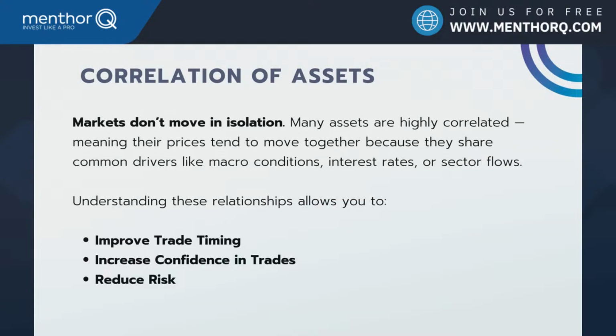So going back to obviously the concept of asset correlation, again, very important to stress it. Markets do not move in isolation, and many assets are highly correlated with each other, meaning that their prices tend to move together because they share common drivers, like, for example, macro conditions, interest rates, sector flows, and so on. So understanding these correlations can help you really improve the timing of your trade, increase the confidence in your trade, and reduce the risk.